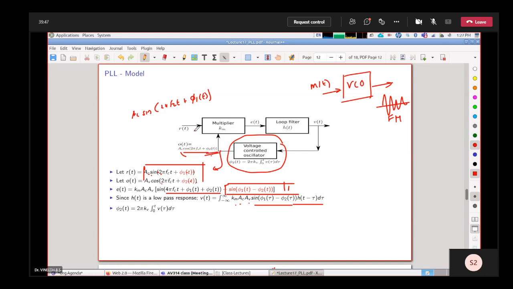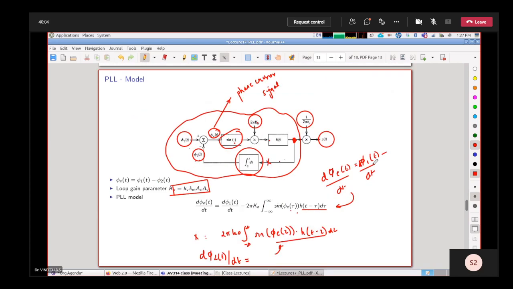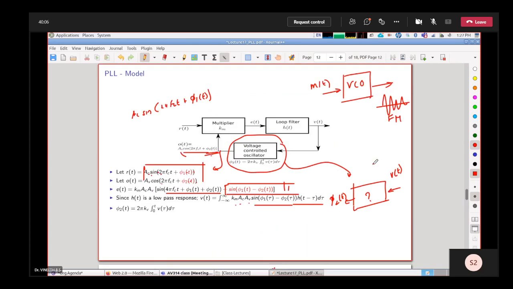But what we are interested in is to convert this block into a block where the output is phi2 of t, and the input is still whatever input that we have here. So what is this block? That is what we are trying to find, so if you can answer that question, it will give you the answer to how we are doing this replacement. So we need to make a block where the output is phi2 of t and the input is v of t. So what is that block?